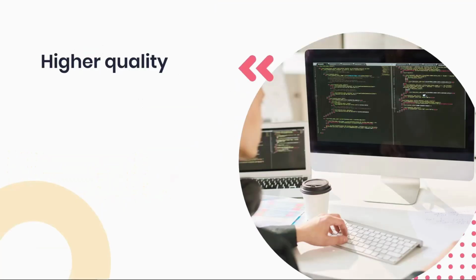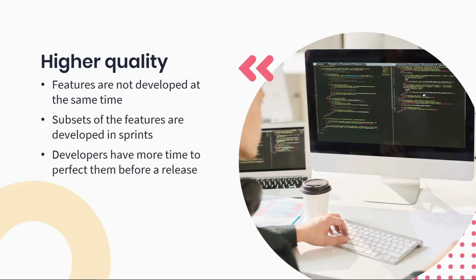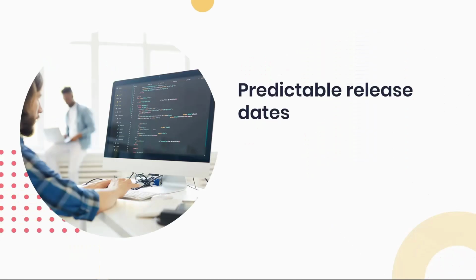Higher quality. Because most of the time in a waterfall model is spent in planning, if for some reason the development team runs out of time, there is a rush to release features that are half-baked. With agile development, features are not developed at the same time. Rather, small subsets of the features are developed in the sprints, and developers have more time to perfect them before a release.